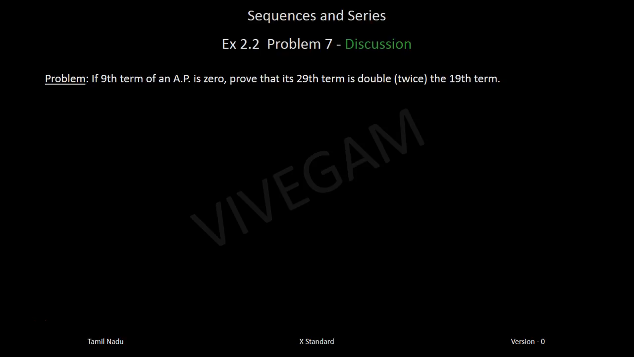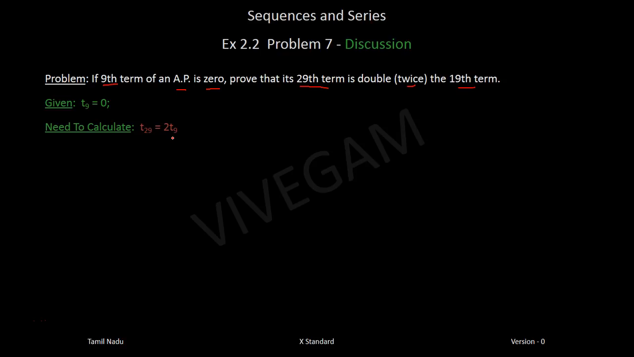As usual, let's mark what is given in the problem. First, it is an AP, right? Then the 9th term of an AP is 0. Anything else they have given? I guess that's all they have given. So let's list out T9 equal to 0. What are we asked? We are asked to prove that the 29th term T29 is double, twice T19. So T29 equal to 2 times T19 is what they are asking us to calculate.